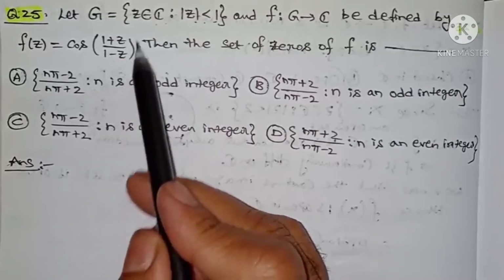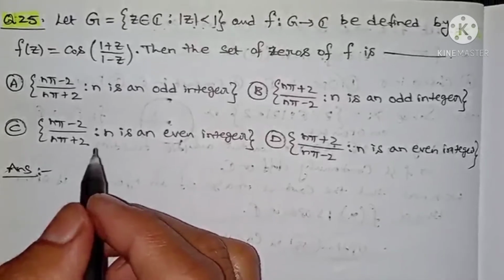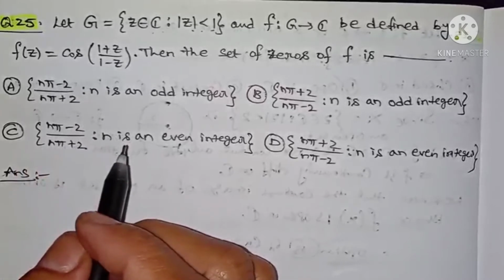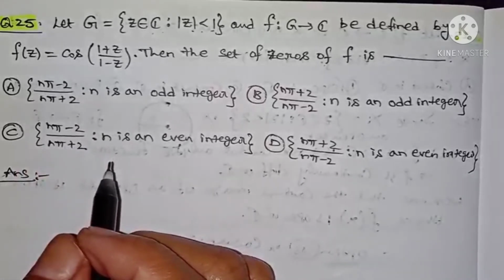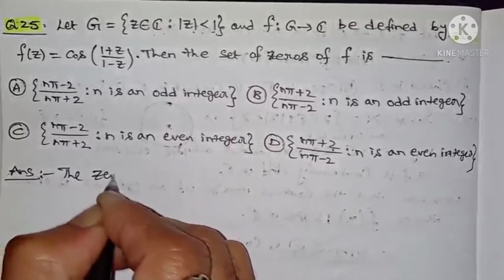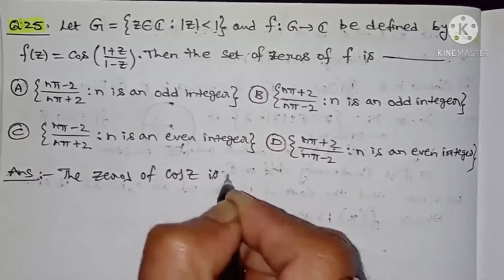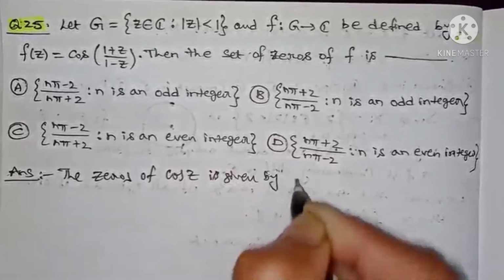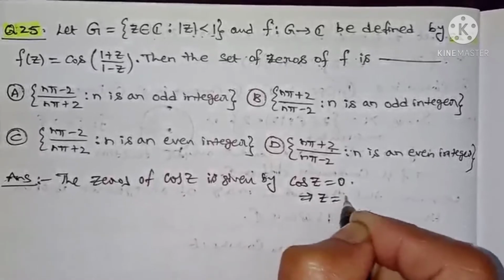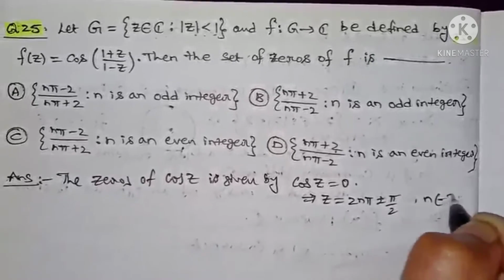So we have to find the zeros of this function f of z, and we know that the zeros of cos z are given by: if we equate cos z equal to 0, then z is equal to 2n pi plus or minus pi by 2, where n is an integer.